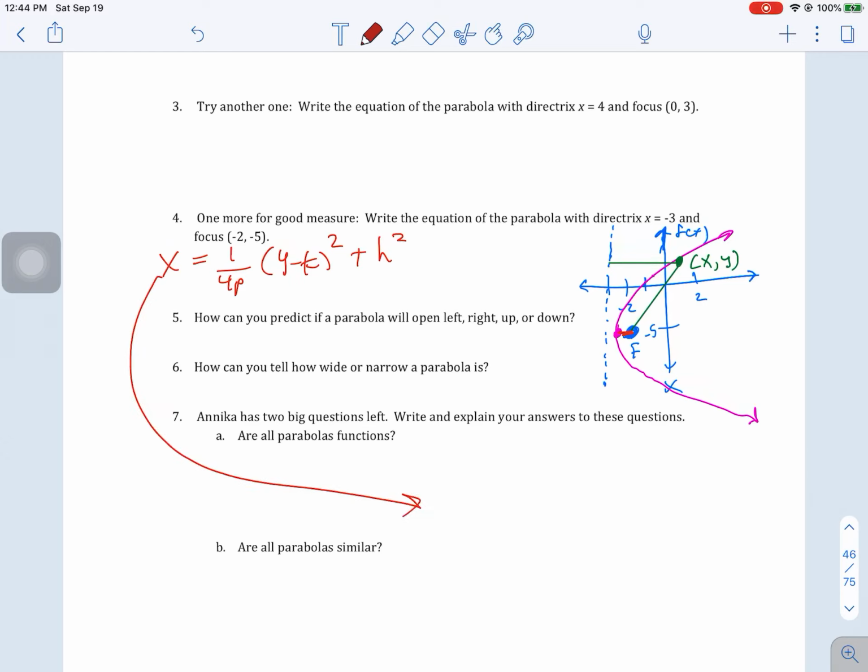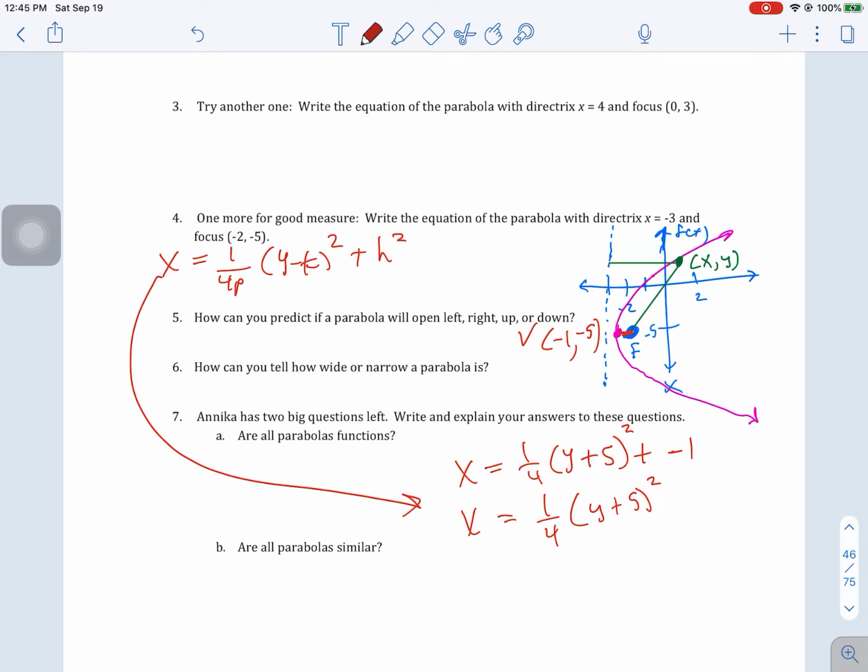So let me do it down here. X equals 1/4. I notice that the vertex right here, which is at negative 1, negative 5, that's my vertex. So therefore, my y minus k is y plus 5. And I'm going to add h, which is negative 1. So x equals 1/4 y, oh, I forgot the squared, y plus 5 squared minus 1.